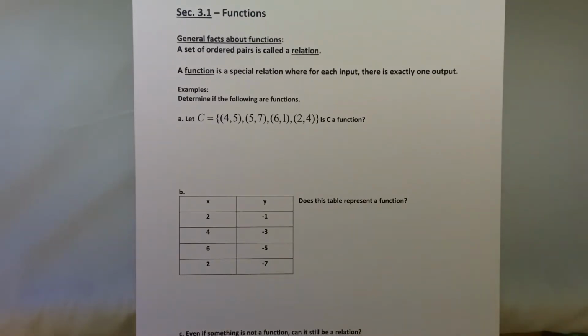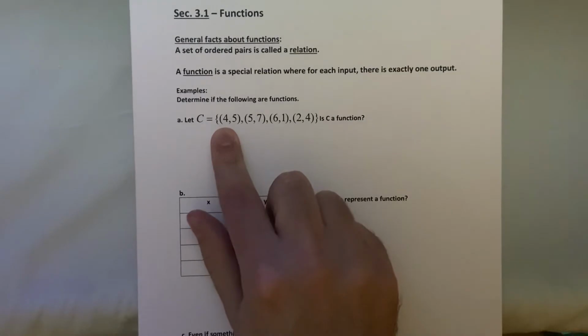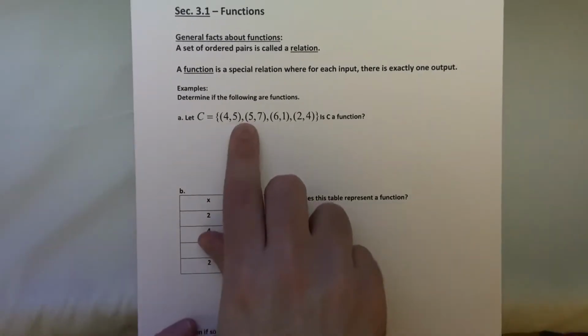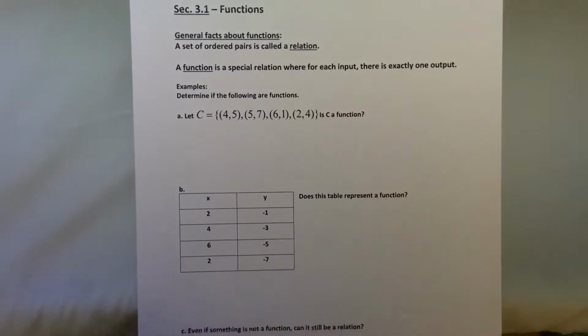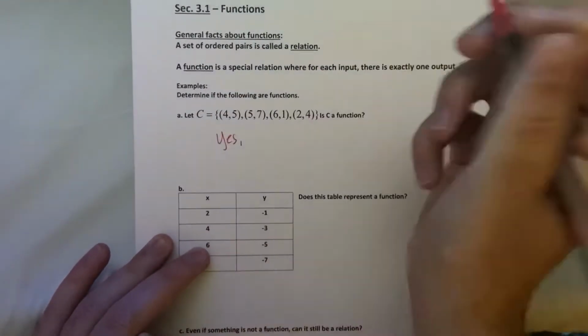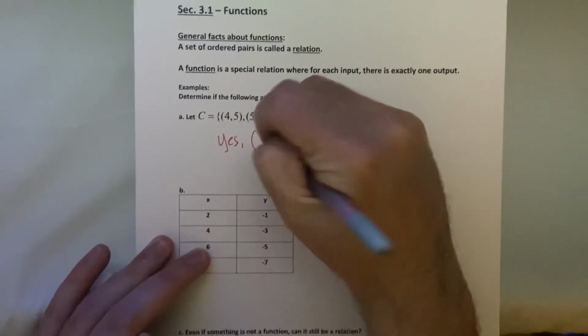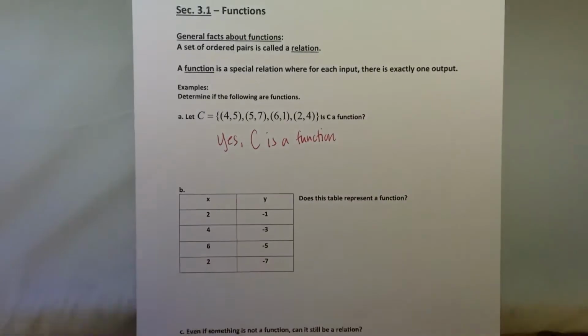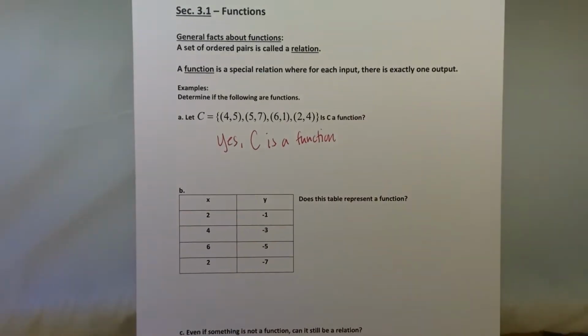So basically you're looking to see if an input, which is the first number in the ordered pair, has two of the same inputs with two different outputs. If you look and you see none of the same inputs at all, then it's automatically a function. The only time it can really trip you up is if you have the same input twice with two different outputs. So let's look at table B.